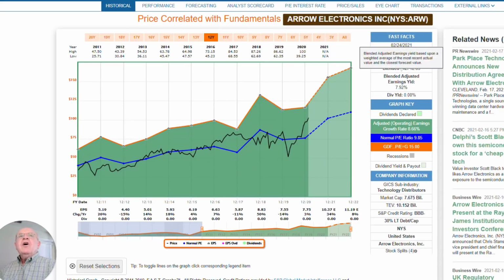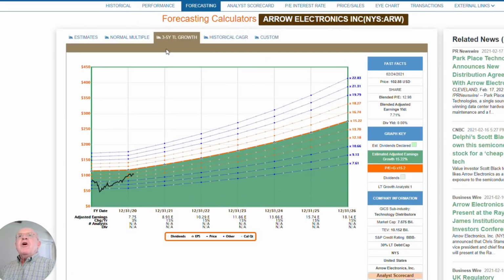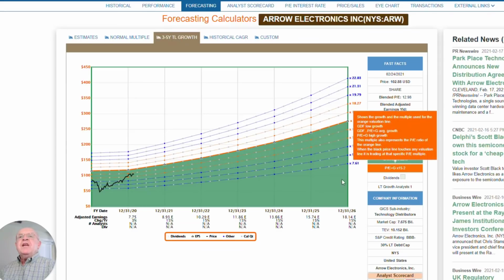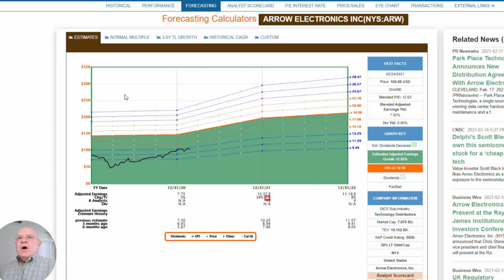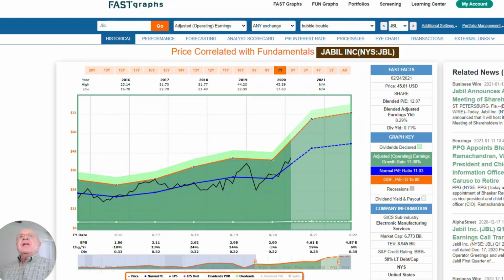PE is 12, earnings yield is 7.9%. Forecasted growth, long-term 3 to 5 year growth is 15%. That's faster than either Microsoft or Apple, for example, and you can buy this stock at a PE of only 12 with a 7.7% earnings yield. Why not sell out of some of these, harvest some of the excessive profits you've made on these high popular tech stocks right now and put it into something like Arrow.